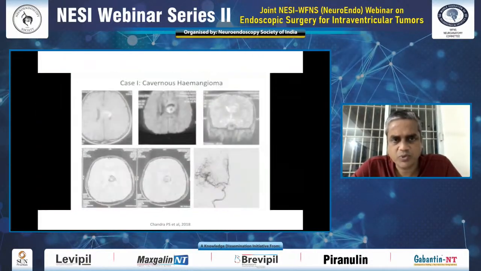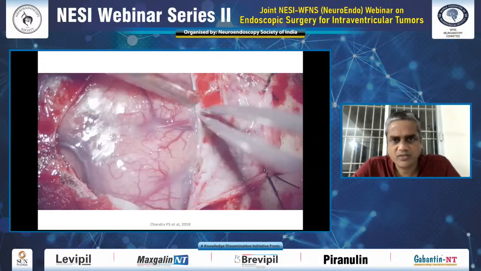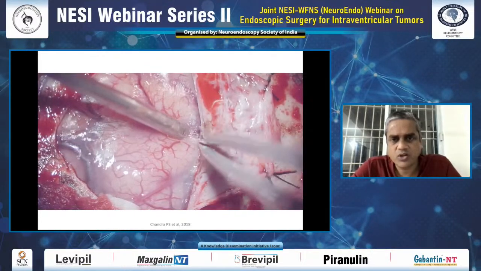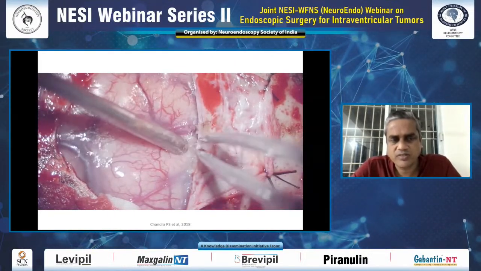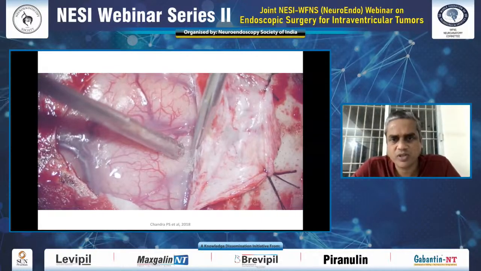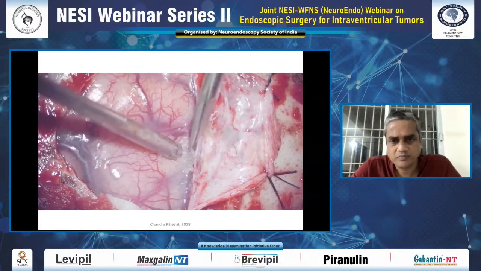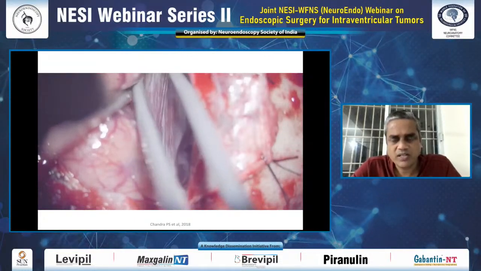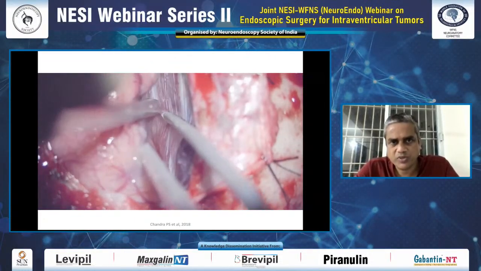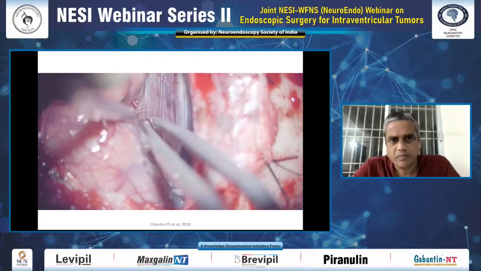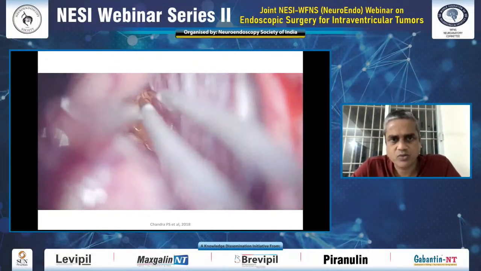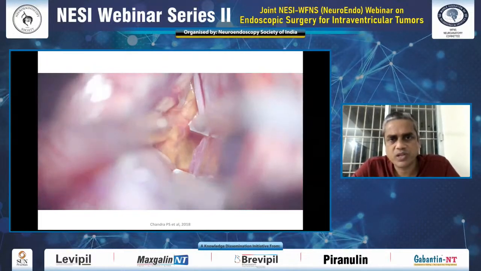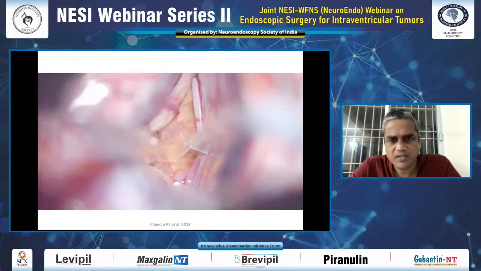And you can see this provides a very nice axis of visualization. Now, the size of the craniotomy is about 3 into 3 centimeters only, and it is magnified because we are using the thick endoscope. So it becomes more like an exoscopic surgery. But the advantage is because we are using the endoscope, it is able to pass into the cavity. So it's part endoscopy and part exoscopy. And that's the corpus callosum coming into view. This was for a large cavernoma just underneath the corpus callosum.